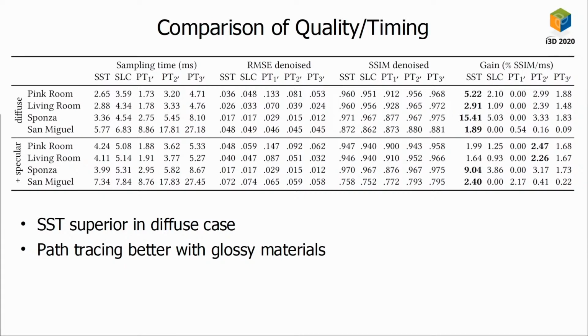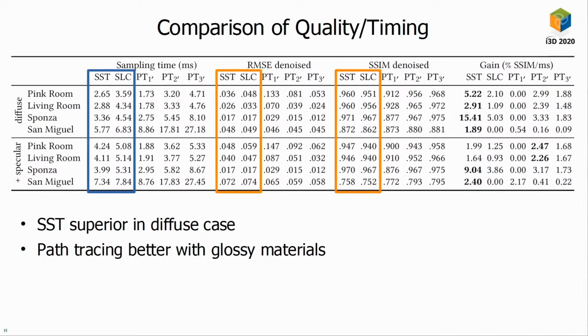The columns list the different approaches, so SST is our approach, SLC is stochastic light cuts, PT is path tracing, and the subscript number stands for the number of bounces.